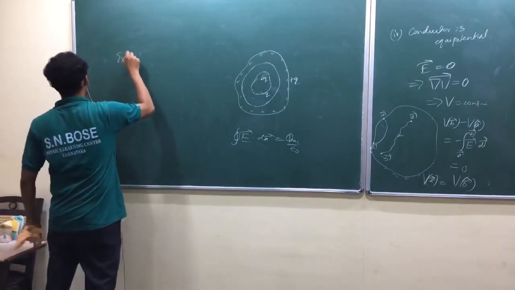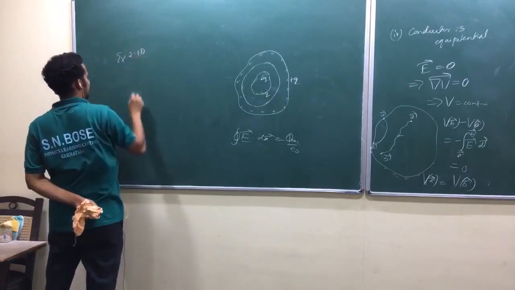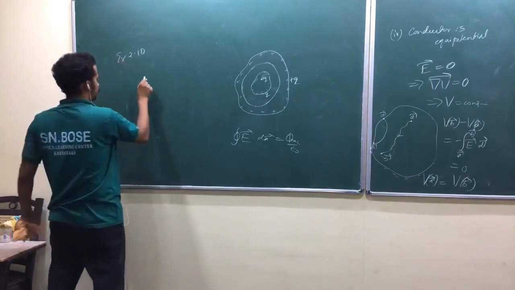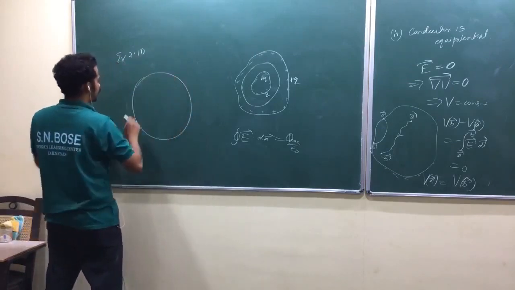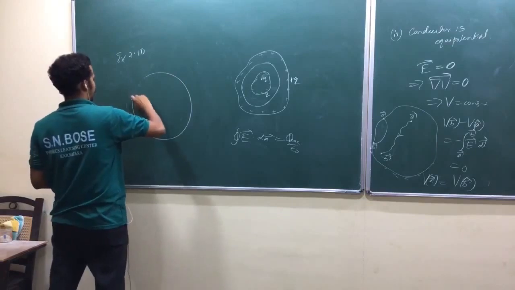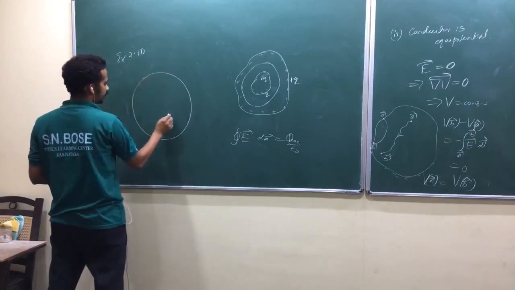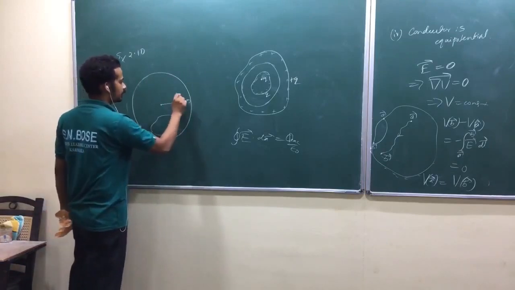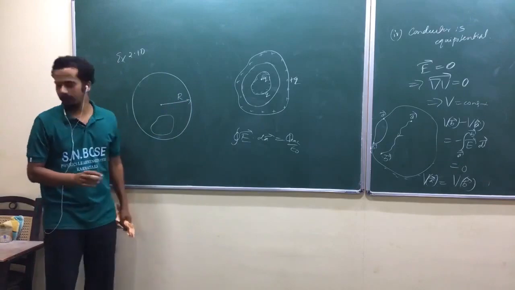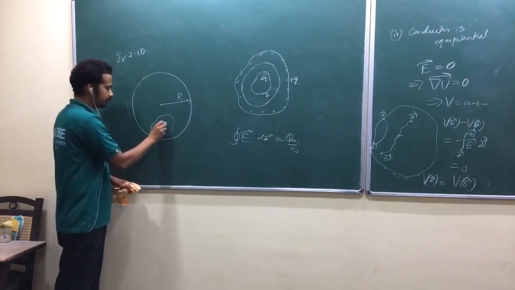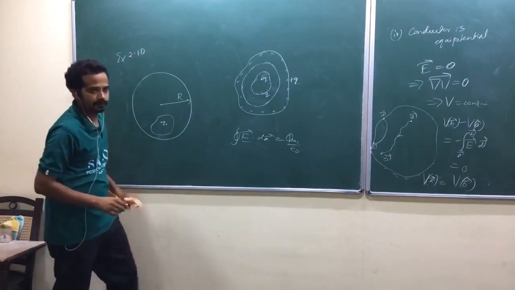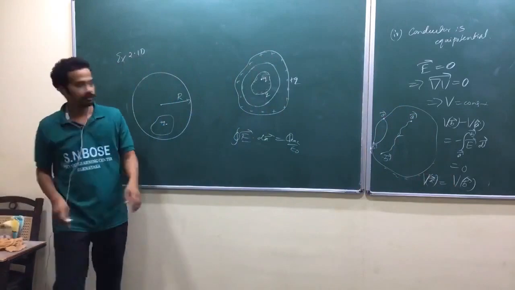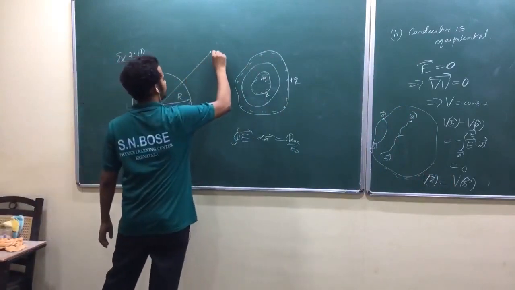Now there is one nice problem here. I think it is asked somewhere, example number 2.10. I have a spherical conductor of radius r which contains a cavity, and inside that cavity I am going to place a charge plus q. Now what is the electric field at a distance r? What is the electric field at this point P?